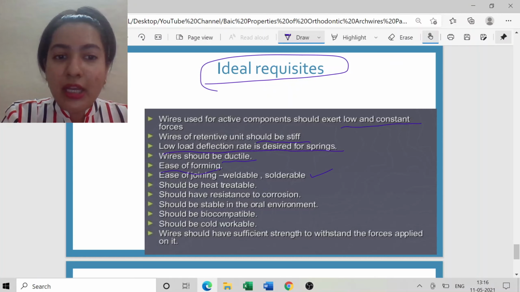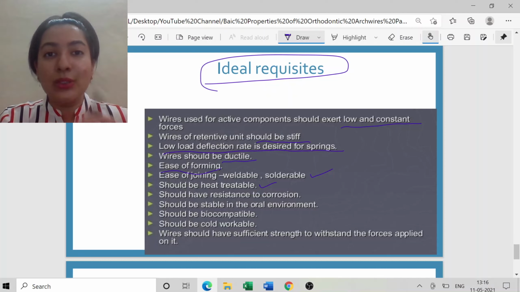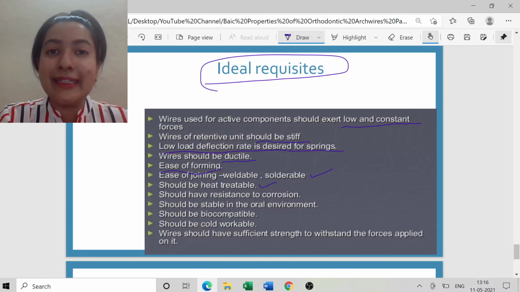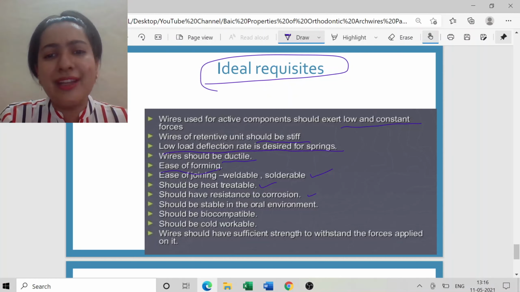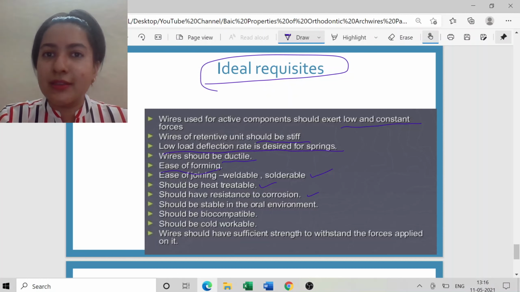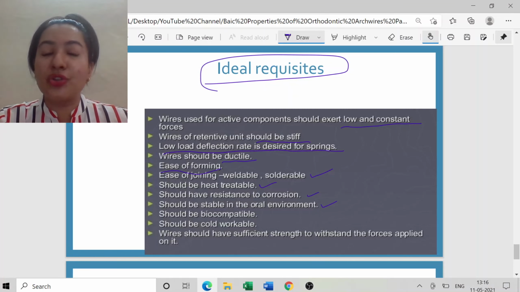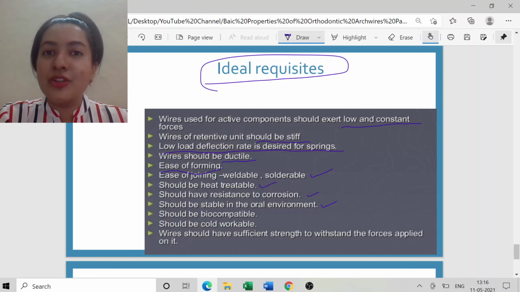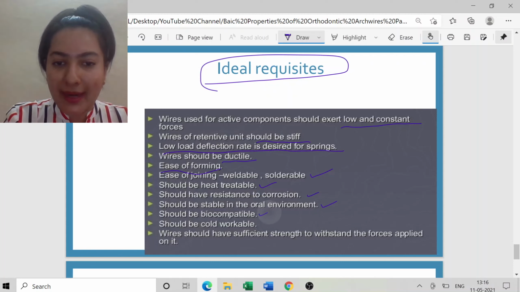The ideal requisite, it should be heat treatable. When I'm talking about heat treatability, you should be able to click that we read about heat treatment, high heat treatment, low heat treatment, that is annealing and tempering. Should have resistance to corrosion, definitely biocompatibility. Should be stable in the oral environment. Yes, it has to be stable. It should not be allergic. It should be non-allergic. It should be non-toxic. It should be resistant to corrosion, and it should be a poor biohost. It should be biocompatible. Done.